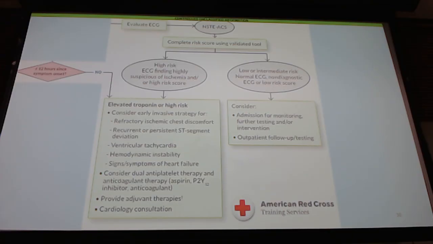So we finished talking about what to do with a patient with a STEMI. But what do we do when you have a patient who's coming in with a non-ST elevation acute coronary syndrome? Well, our American Red Cross algorithm does have this on it as well. So once you have identified by EKG that this is a non-ST elevation, then it says complete a risk scoring tool using a validated tool. Great, which one? Oh, I'll talk about it on the next slides, but it's not specific.